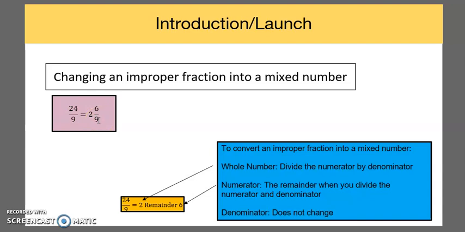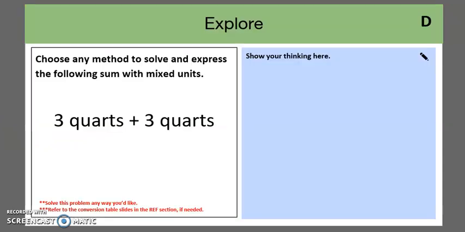Now we're going to go into today's lesson. We're going to look at our first problem. We're given 3 quarts plus 3 quarts. Take a moment, solve this, and see if you can convert this into a bigger unit. Okay, so again, pause the video. We're going to move on to the next slide.